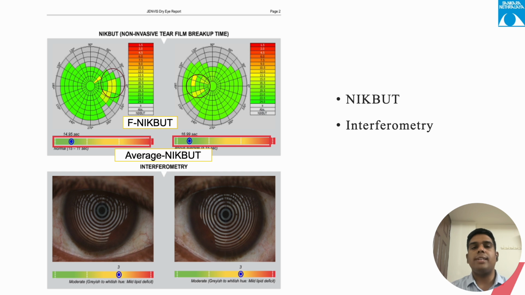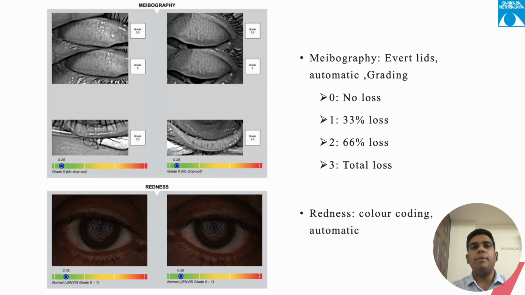Next comes the interferometry. It uses the interference pattern from the lipid layer. The machine grades according to the color hue as mild, moderate, severe. Interferometry indicates the lipid layer thickness. Then comes the meibography. Meibography is a non-invasive infrared imaging technique used to visualize the morphology of the meibomian glands in the lids, and there is automatic grading. Grading is as follows: grade 0 no loss, grade 1 33% loss, grade 2 66% loss, and grade 3 is total loss. It is followed by redness grading, which is also color coded and is graded automatically.